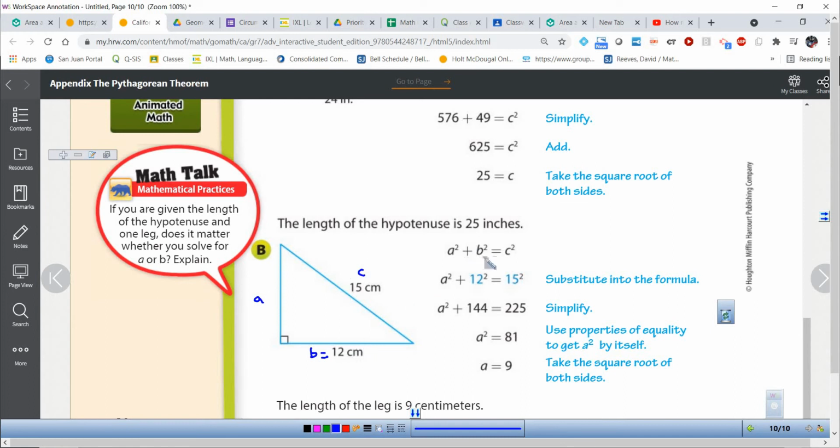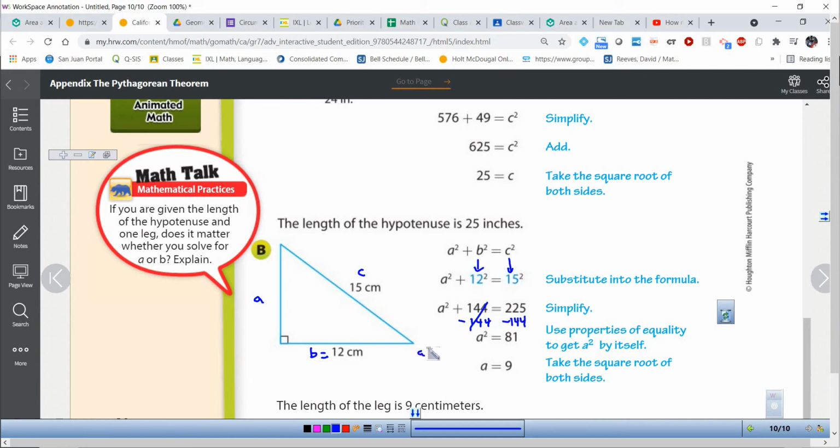We've got A squared plus B squared equals C squared. Notice that they put in 12 for B and 15 for C, and we get A squared plus 144 is 225. Now, this is an equation, so I can subtract 144 from both sides. Remember, my goal is to find that missing value, so I use inverse operations. I get A squared is 81.